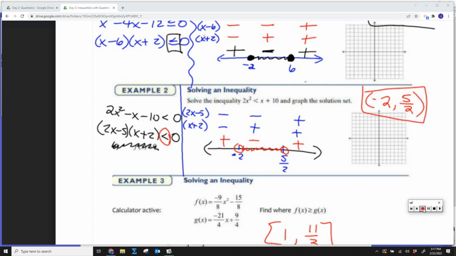You follow that? Question, yes. What if the whole left side was negative, so it was negative, negative, positive in the red? If this was negative as well, it would be negative infinity to negative 2, not inclusive, union, negative 2 to 5 halves, which will happen later on down the road. Not with these necessarily, because these are quadratics, they follow a pattern, but they will later on.